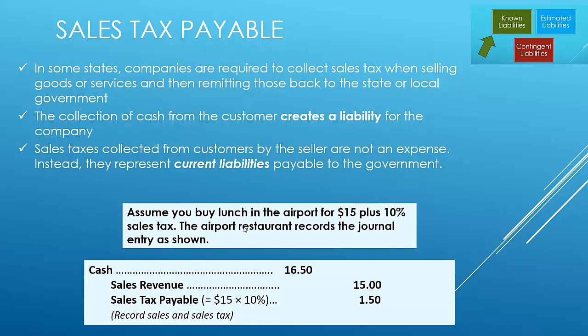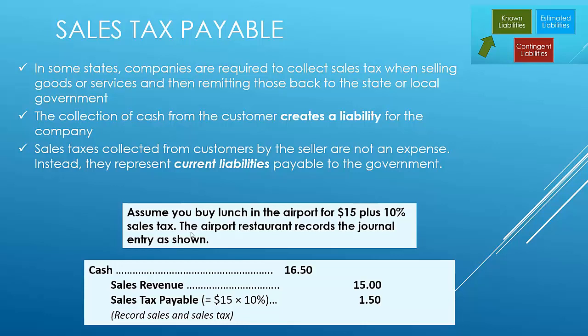So you can assume here that we're using an example that I bought lunch at the airport for $15, probably a nice sandwich, and we have to pay a sales tax at 10%. Now I know that's not really realistic. That's a little high. I think in California we're up to like 8.5%, but you get the idea. And it's an easy computation to use 10%. So that's why I did that.